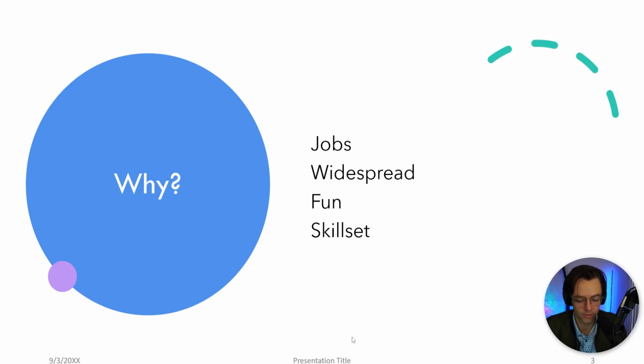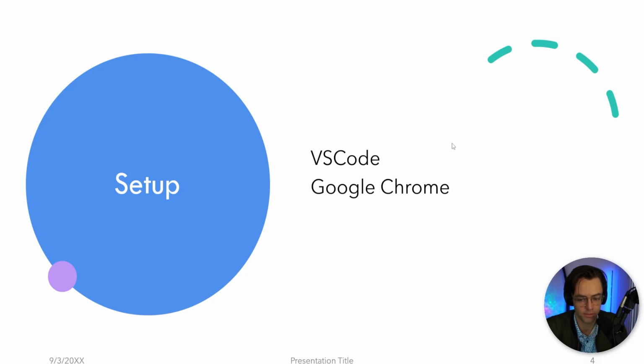So let's go ahead and talk about the setup. I'm going to be using VS Code. I'm going to be using Google Chrome. I'm going to show you how to install it. I'm going to show you which extensions I am going to use. I'm going to show you how to set up your environment. And then we're going to actually just get straight to it, and we're going to start learning JavaScript, like I said, at breakneck pace.